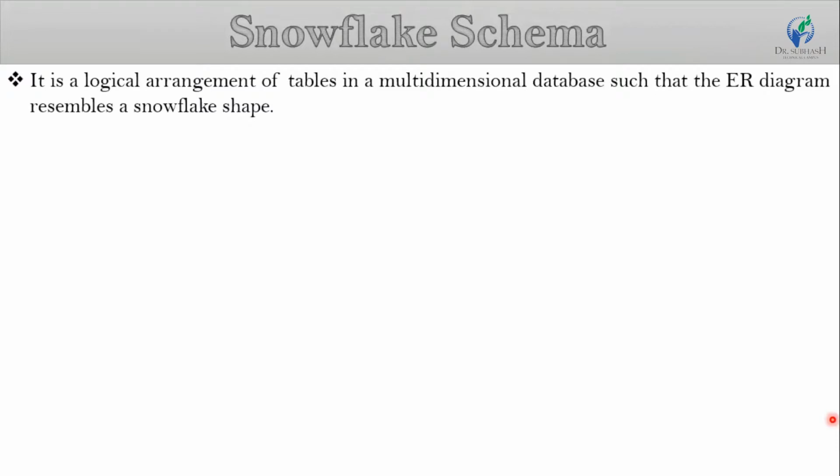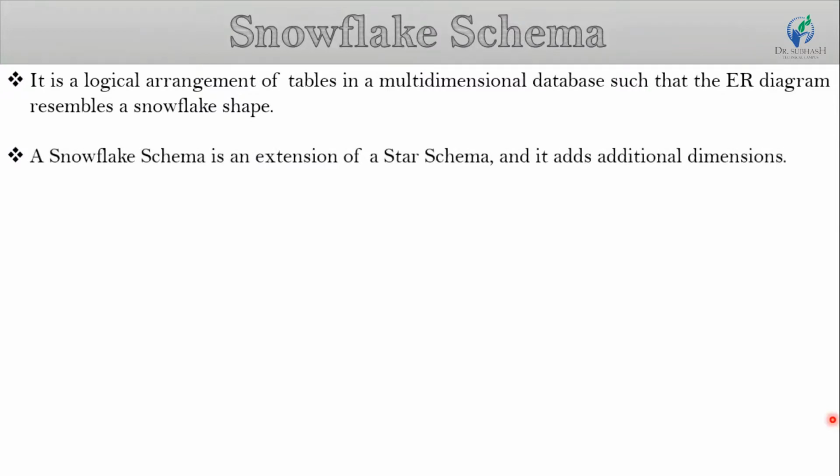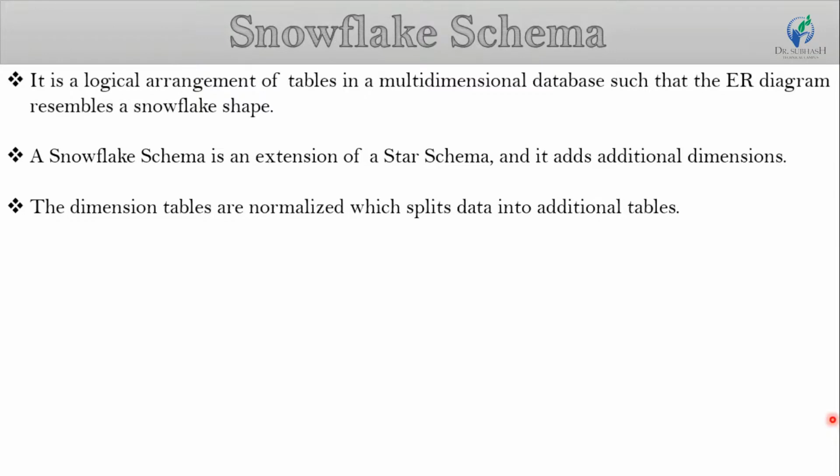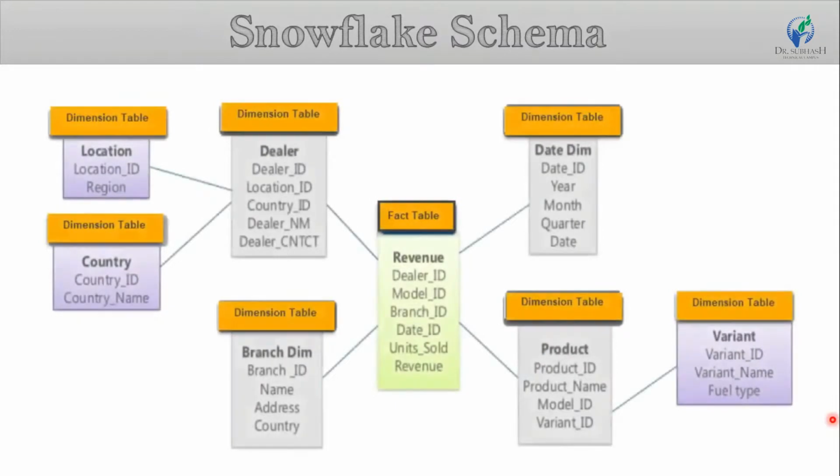Now I explain the next schema, the snowflake schema. A snowflake schema is a logical arrangement of tables in a multidimensional database such that the ER diagram resembles a snowflake shape. A snowflake schema is an extension of star schema and it adds additional dimensions. The dimension tables are normalized, which splits data into additional tables. Now consider this example. In this, country is further normalized into an additional table like location or country.